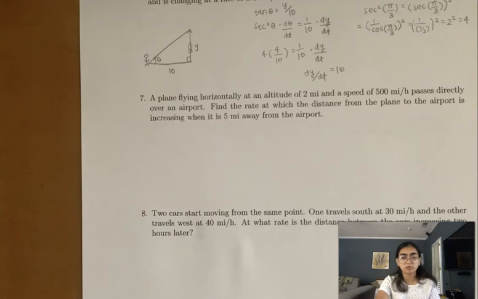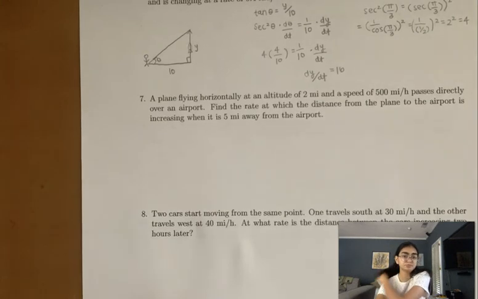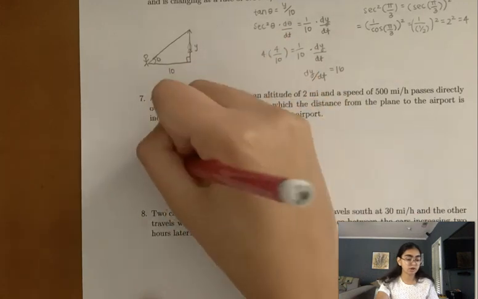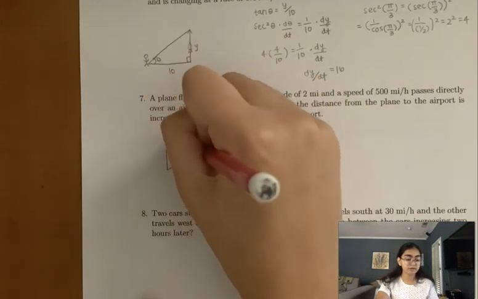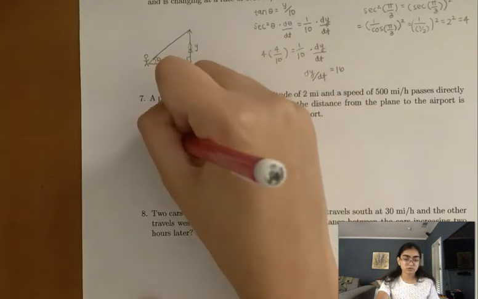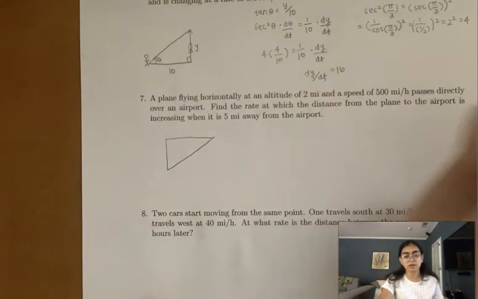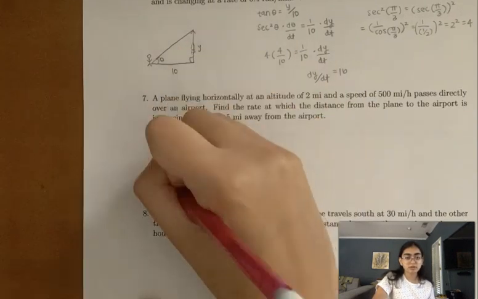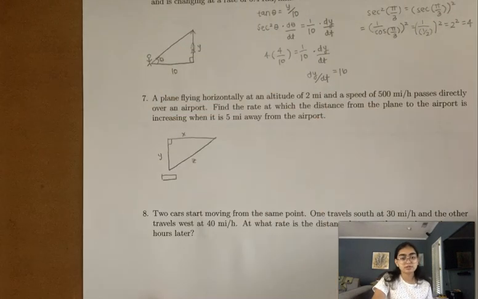And we're going to move on to the next problem. Number 7. This is a plane flying over an airport. So again, this is going to be a triangle, and I will tell you why. It's going to be a right triangle too, because the airport is going to be on the ground, right? So that's this rectangle right here.